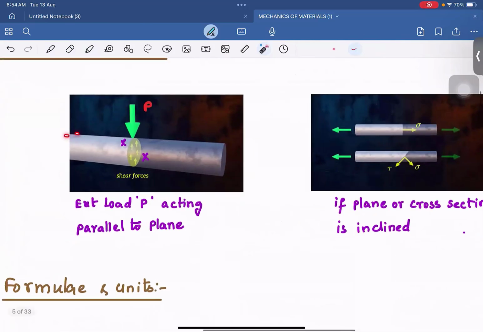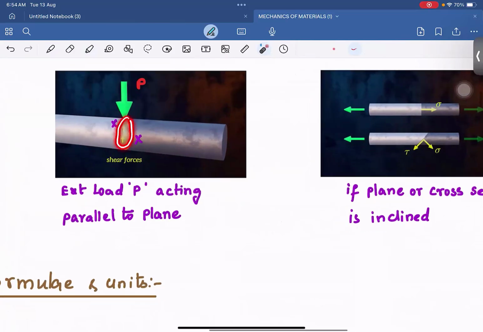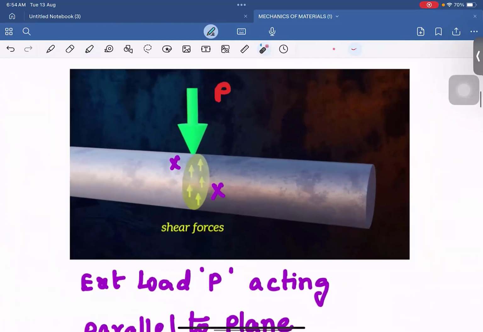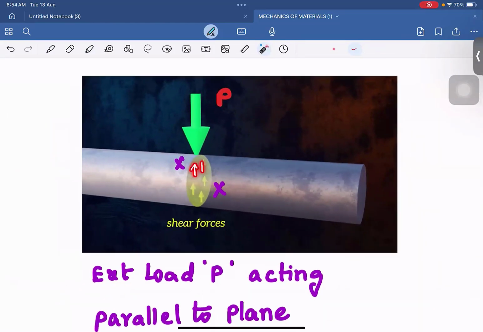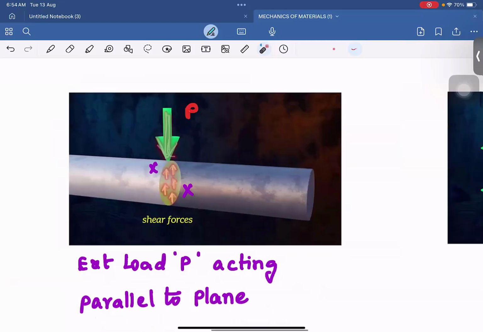I consider the same member, but instead of applying load along the axis, I apply the load in the transverse direction. Transverse means perpendicular direction load, and I consider the cross section here. If you see this internally, the resisting forces, since they are resisting, will be in the opposite direction to this external applied load.